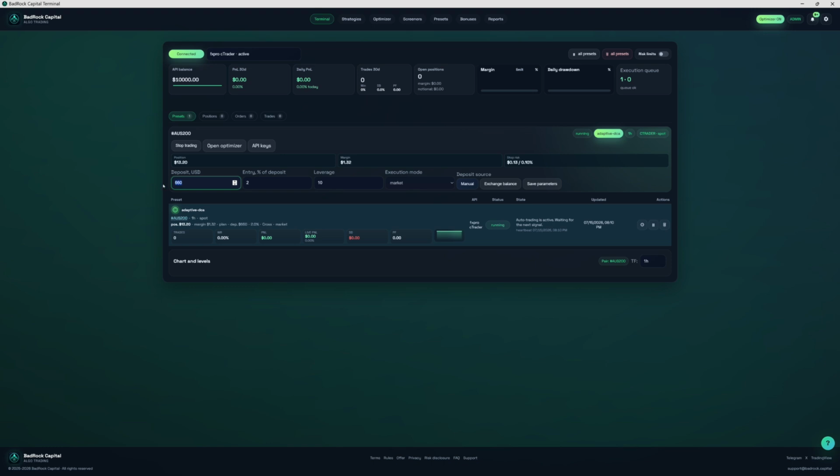Do not try to find one strategy to which you can allocate your entire deposit. Build a portfolio of algorithms where the risk of every preset is limited and the capital is distributed in advance.